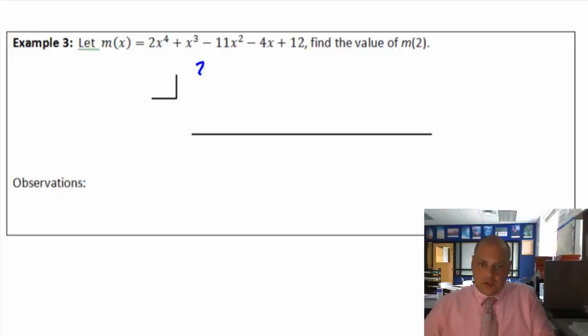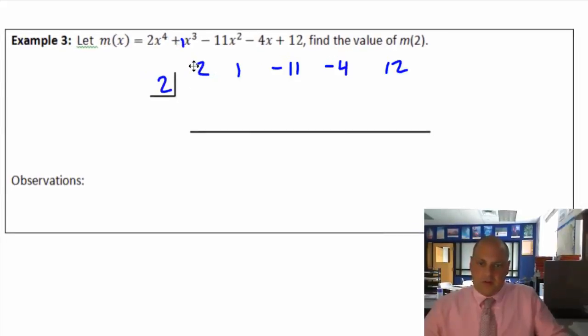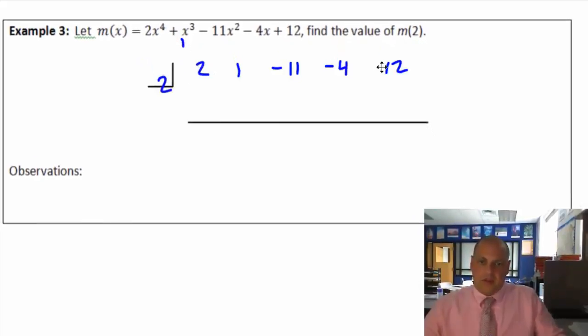So we're going to go 2, and then there's a 1 here, so 1, negative 11, negative 4, and 12. M of 2 we're doing. Oh, this box should have been up a little higher. Close enough. Or I guess I just need to move this stuff down a little bit. I'll do that.